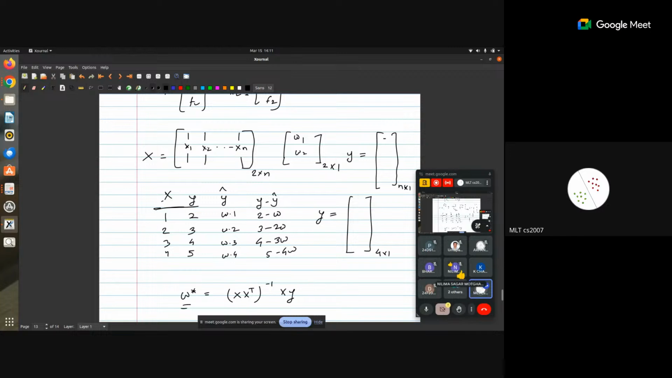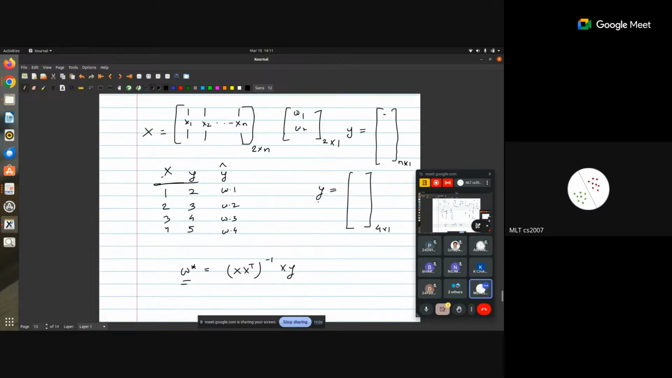That should be my deviation, right? And if I take the squares of it, that will be the error. And now I'll take a sum of all these errors and then find out what is the minimum w. That is actually the problem we solve.